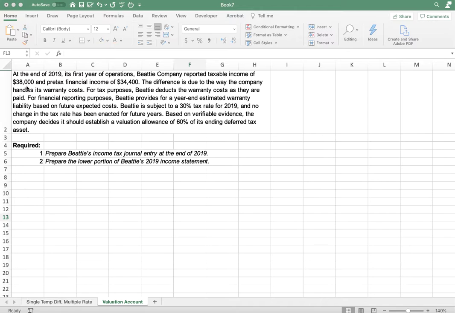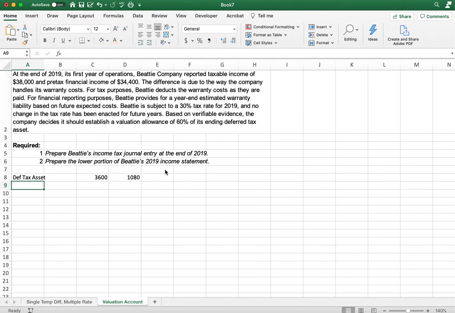So let's first look at this deferred tax asset, which would be the difference between the $38,000 and our $34,400. That's really not the deferred difference, I shouldn't say that, it's the warranty cost difference of $3,600. And then the deferred tax asset is that $3,600 times the 30% tax rate. So $1,080 will be our deferred tax asset.